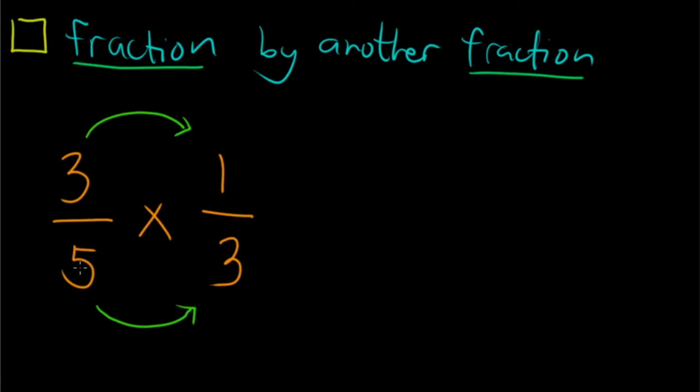So kapag nag-multiply ka ng fraction with another fraction, yung numerators, yung mga nasa taas, yun yung iyong pag-multiply. And then in the same way, yung mga nasa baba naman, which is your denominators, sila rin ang iyong ipag-multiply, which means, in this example, ang magiging product natin will be 3 times 1, which is 3. And then, on our denominator, we have 5 times 3, which is 15.